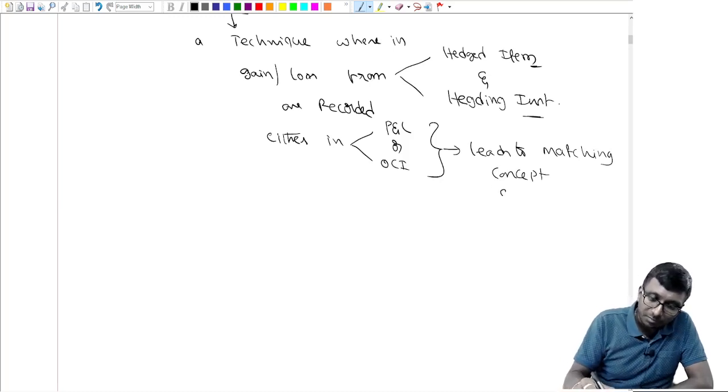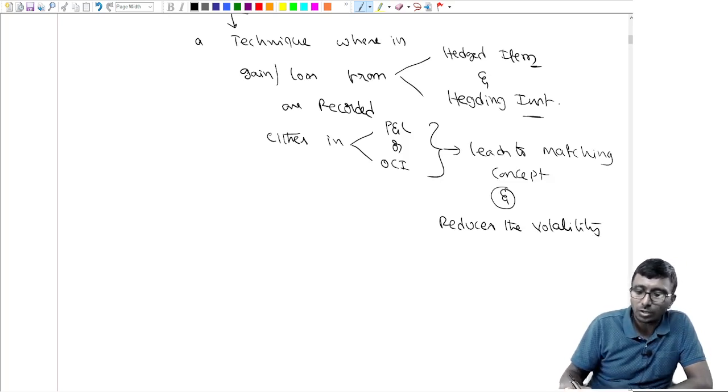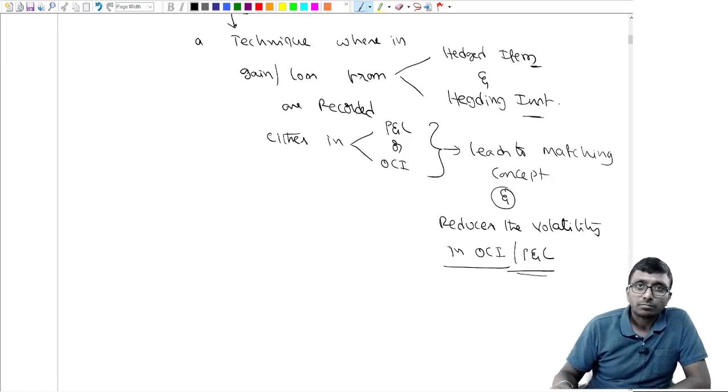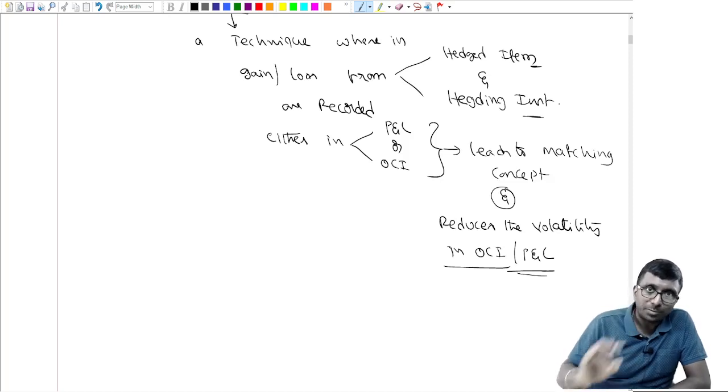At the same time, not only the matching concept, it reduces the variability, the volatility. Volatility in what? Volatility in OCI and profit and loss. This is what is going to happen. Let me explain it with one small example, then you will understand better.